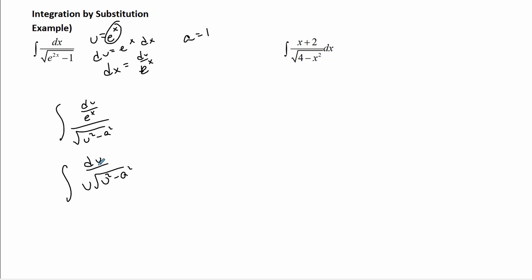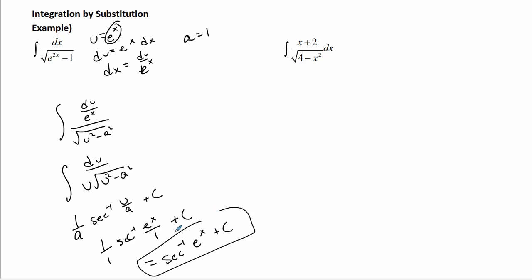So in this case, what does it look like? It looks like arc cosecant, right? I'm sorry, arc secant. So it's 1 over a times arc secant, using that negative 1 power now, of u over a plus some c. So it's 1 over 1 times the secant inverse of u, which is e to the x, over a, which is 1, plus c. So the answer is arc secant of just e to the x plus c. There we go. That's not too bad.